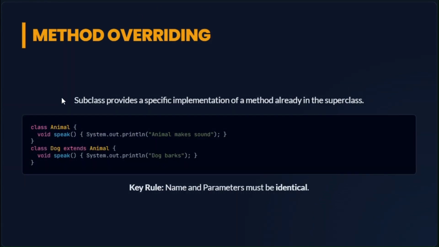Now, method overriding is where things get interesting. This happens between a parent and a child class. Imagine a parent class Animal with a method speak. A Dog inherits from Animal but provides its own version of speak to say bark. For this to work, the name and the parameters must be exactly the same. You are essentially replacing the parent's generic behavior with the child's specific behavior.